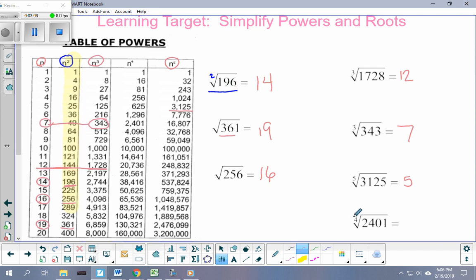And just one more. This is a 4th root. So we're looking at numbers to the 4th power. They give us 2,401. So we'll look at the 4th powers here, 2,401. Here it is. And we go over to see what the base is. That's 7. 7 to the 4th is 2,401.